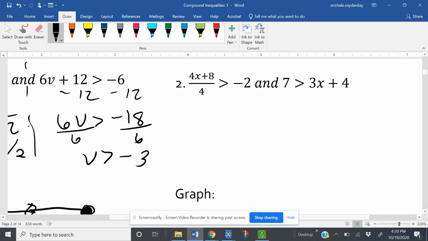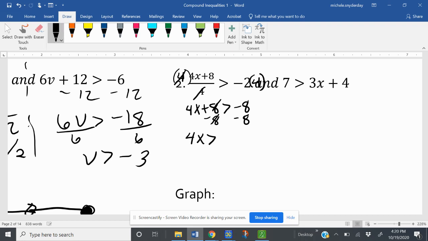The first thing we have to do when we have equations that have an expression on top of a division by a number is multiply by the bottom number. So we will multiply both sides by 4. That gets rid of the 4 on the left-hand side and leaves us with 4x plus 8 is greater than negative 2 times 4, which is negative 8. Subtract 8 on both sides. That goes away, and we have 4x is greater than negative 16.